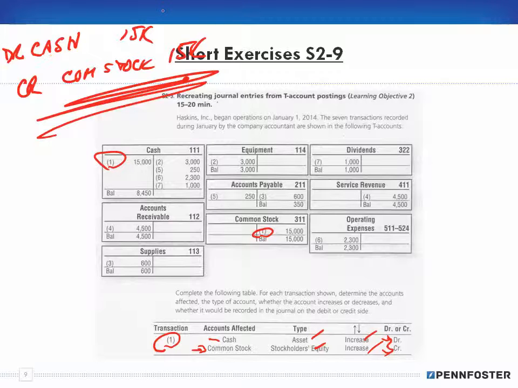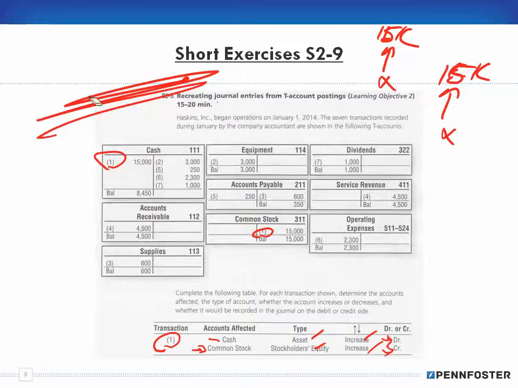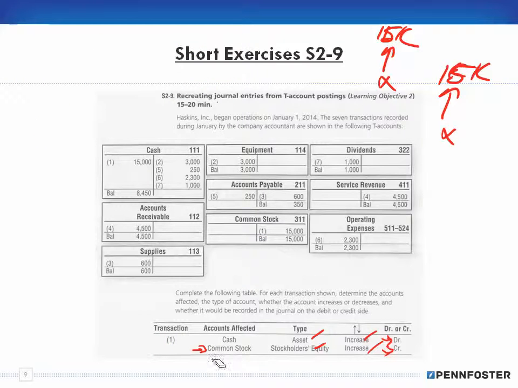So even though I made the journal entry up here, I need to actually put in the cash being an asset and the stock being an equity, and show that they're both increasing, which makes sense because I'm giving the company $15,000 in cash, so whatever its balance was before, I'm increasing it $15,000 more. And my stock, whatever the balance of my stock was, I'm increasing that $15,000 more. Okay, so it's an increase. So that's what they're asking you to do in this particular exercise, and they gave you the example.